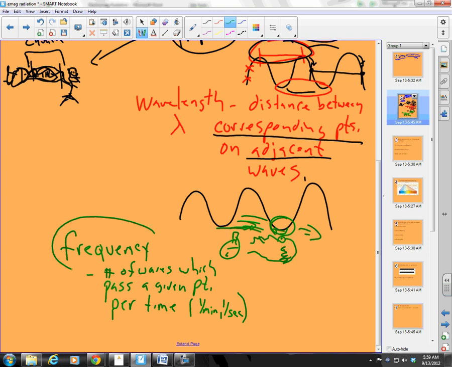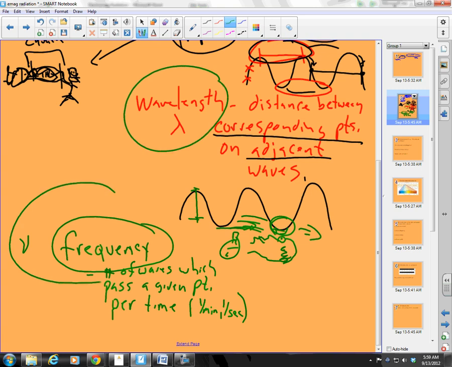Well, that's what frequency is, and the symbol for frequency looks like that, mu. So that's frequency, and that's wavelength. Now, we can also have on a wave what? Amplitude. How high is my wave? But we don't talk a whole bunch about amplitude. We focus on wavelength and frequency as the big properties that we're looking at.